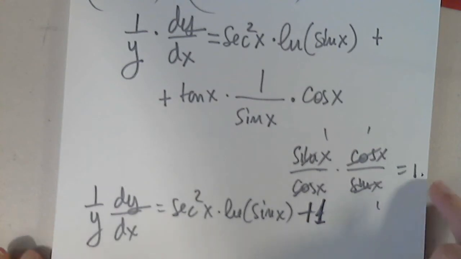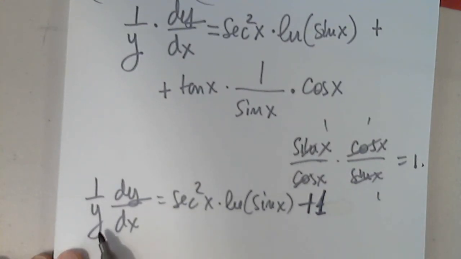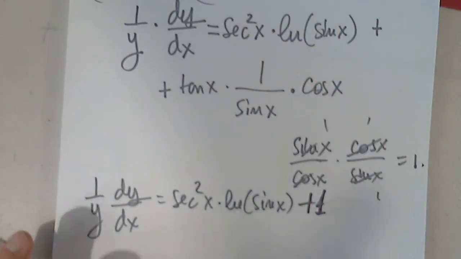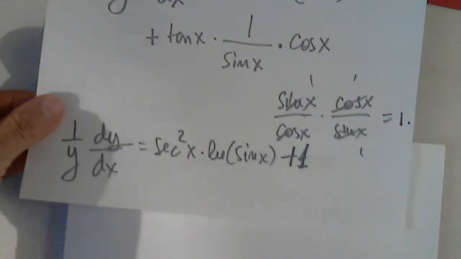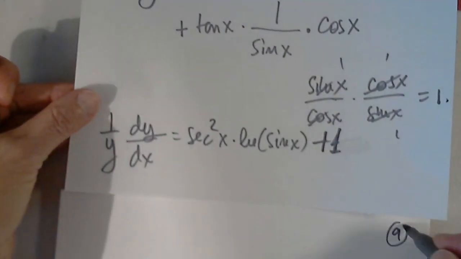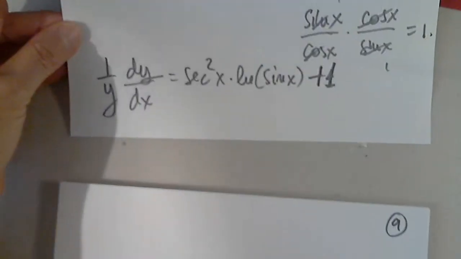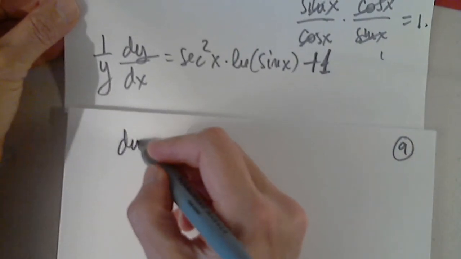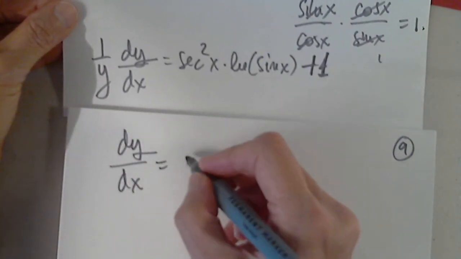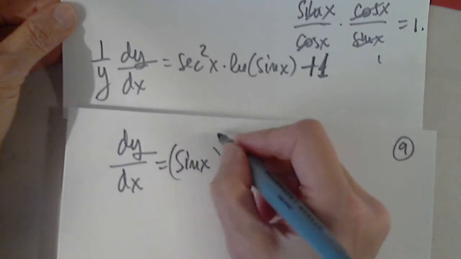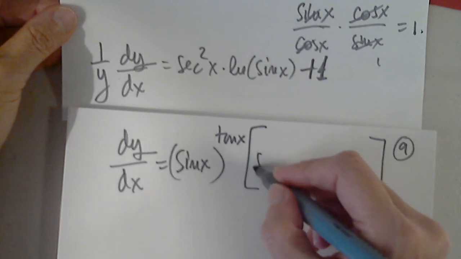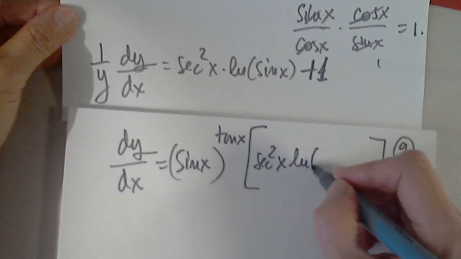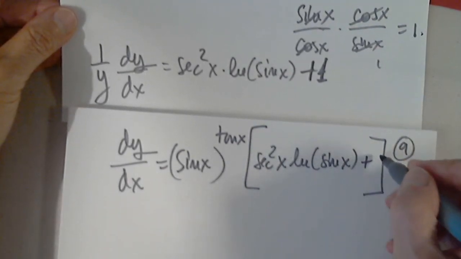I just calculated it. Okay, finally we have to multiply both sides by y. And I'm not going to multiply by y, I'm going to multiply by the exact function. That is y. So I'm going to write dy over dx equals sine x raised to tangent x, and in brackets I have secant squared x natural log of sine x plus 1.